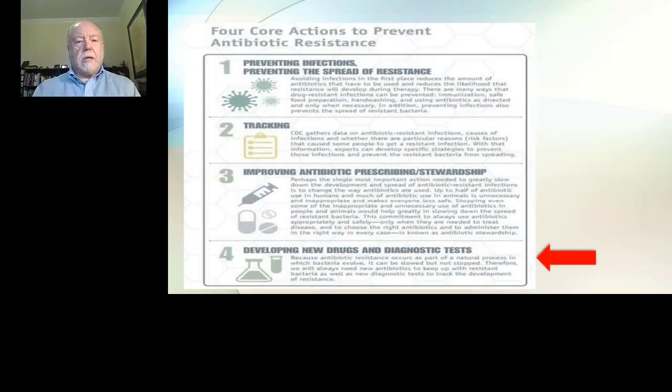This is an image taken from the CDC website where they're looking at how we prevent antibiotic resistance. And I think the top three are good medical practice. We want to prevent the spread of resistance, therefore we do that through preventing infections. There are lots of good ways of doing that, washing hands and so forth.